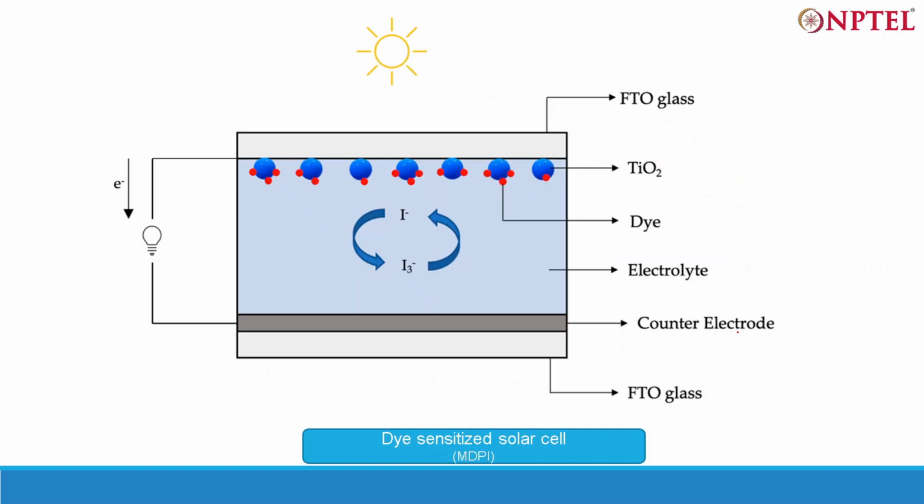This is a dye sensitized solar cell. It has TiO2, and the dye sticks to the surface of the TiO2. This is a glass cover, this is also a glass cover. This is the counter electrode, and this is the electrode. This is how it works.